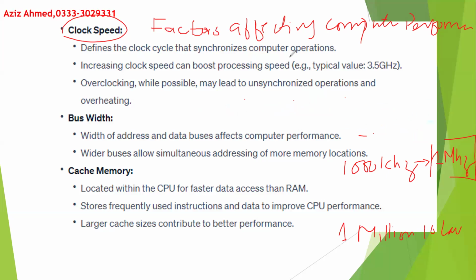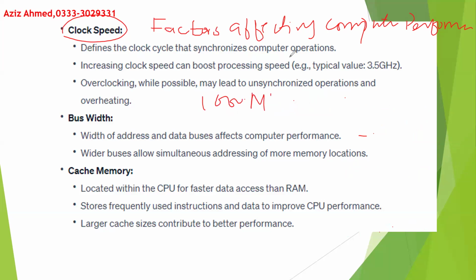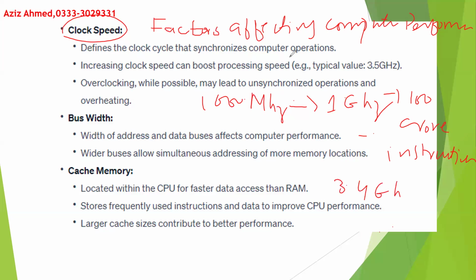If we say that a computer processes 1000 megahertz instructions in 1 second, we call it 1 gigahertz. Computer speed is 1 gigahertz. Giga means 100 crore. 100 crore instructions a computer can process in 1 second. So right now our computer speed is 3.4 gigahertz.